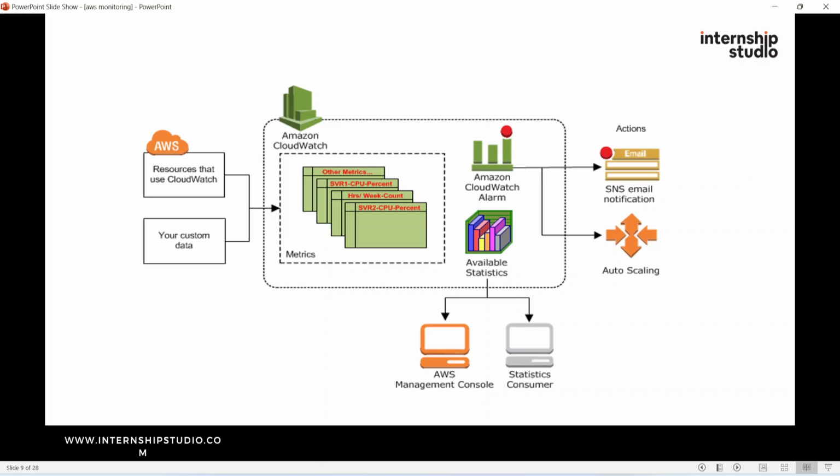It's designed to be highly scalable. It means it will scale up and down based on the needs. So it handles the ingestion and processing of large volumes of metric and log data from a multitude of AWS resources.